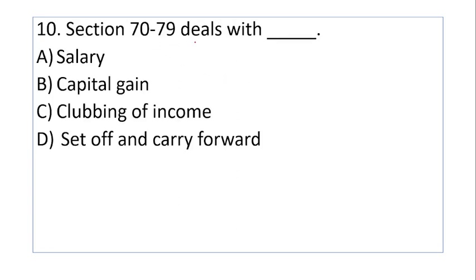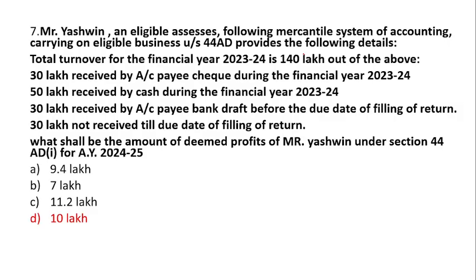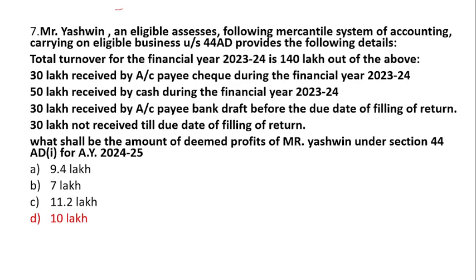Section 70 to 79 deals with. Section 70 to 79 deals with. Let's pause it and try to answer it yourself. Okay, here I am going to share something. Here I will show you how we calculate taxable income.